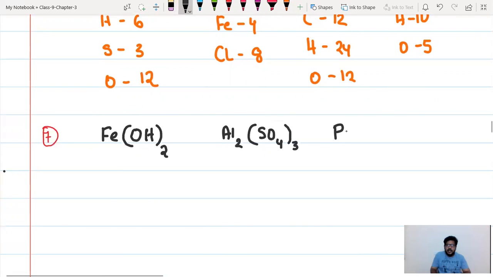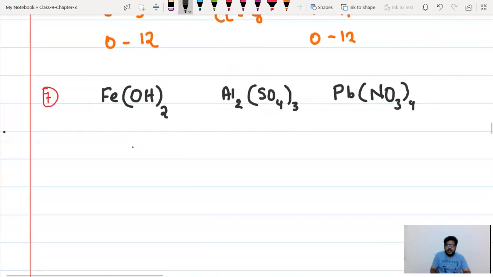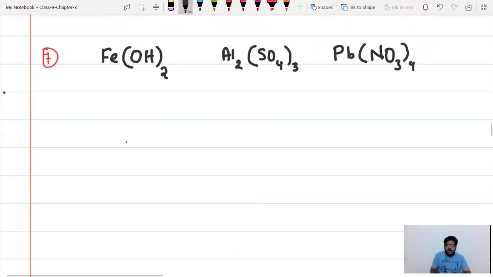We have another example, Pb(NO3)4. Now how to pronounce this? You should not say FeOH2, Al2 SO4 3, Pb NO3 4. No. Whenever you find brackets, you have to pronounce it like "taken". Now, if you have 2, you have to say twice.